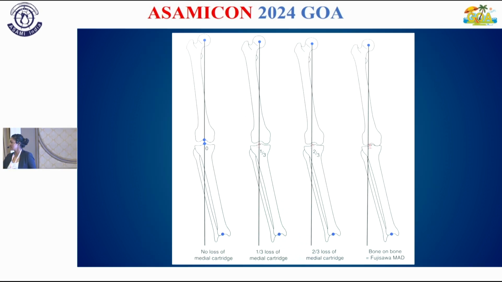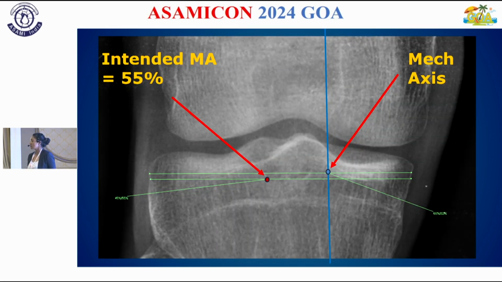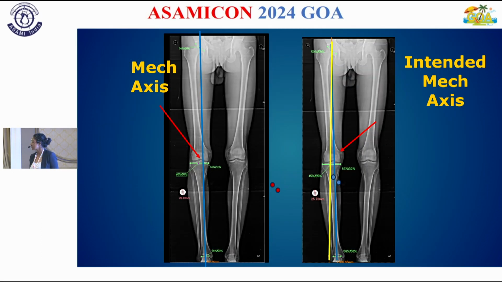Alright, so in case there is mild cartilage loss, let the new axis pass from 50 to 55%. When there is moderate cartilage loss, let it pass from 55 to 60%. And when there is severe or bone-on-bone contact, you can go through 60 to 65%. And that's why we refer to it as a zone. Now, in this case, for this patient, we're going to go through the intended axis at 55%.